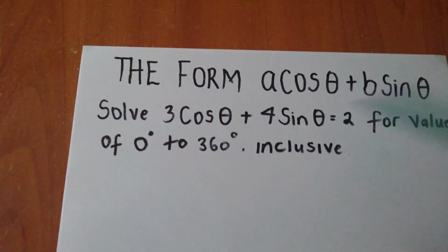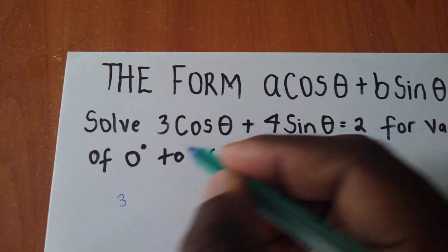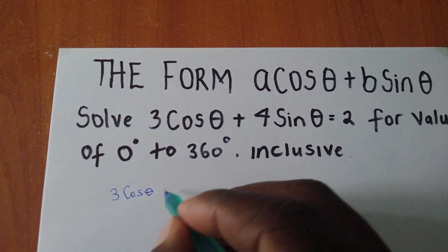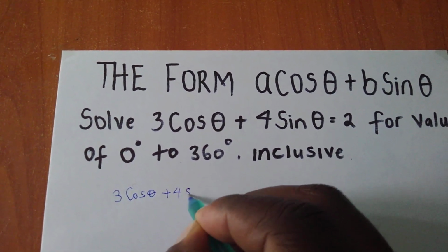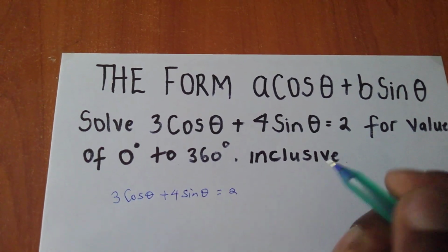Now first of all, I'm going to write what we have. We have 3 cos θ plus 4 sin θ equaling 2.